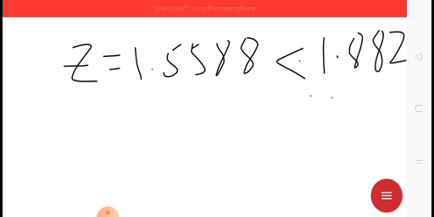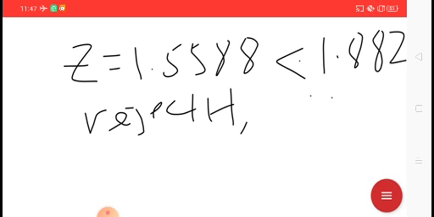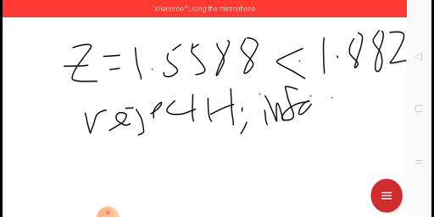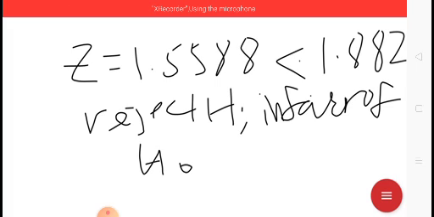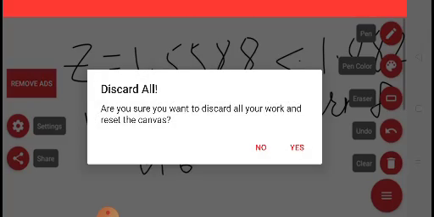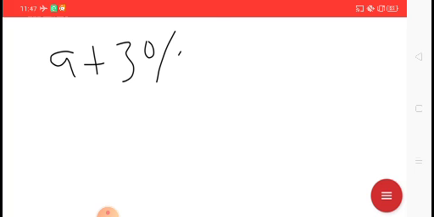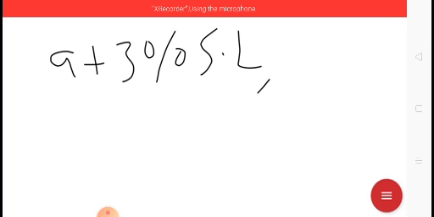Okay, so in this situation, you know that this is not in the critical region. If it is not in the critical region, it means reject H1 in favor of H naught, right? So reject H1 in favor of H naught. So once you have this, you can state your final conclusion. Your final conclusion will be, you can say at 3% significance level.